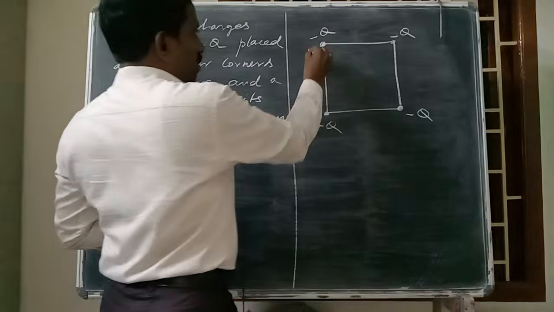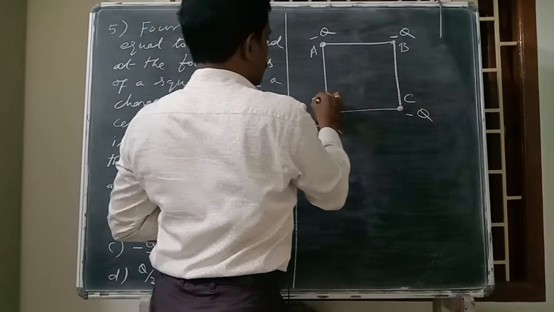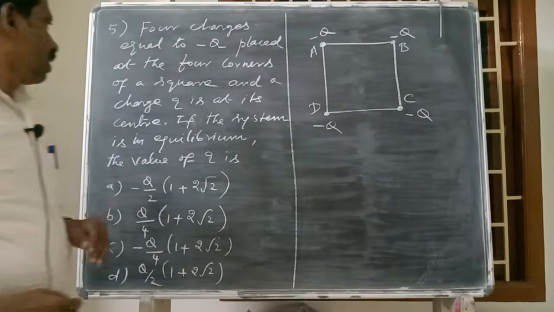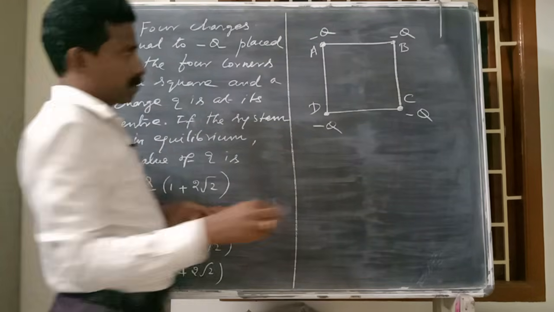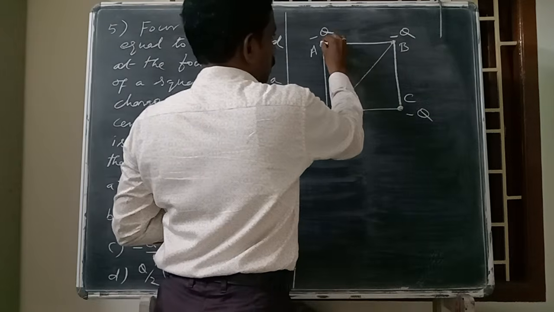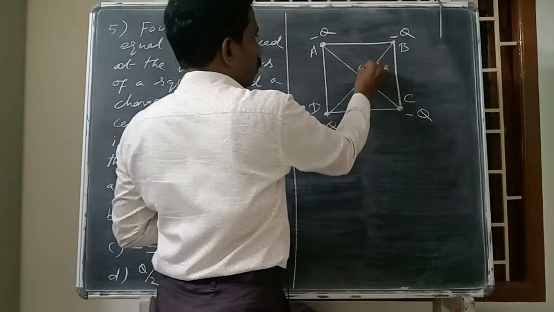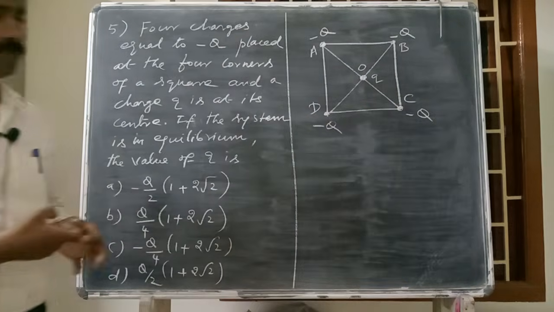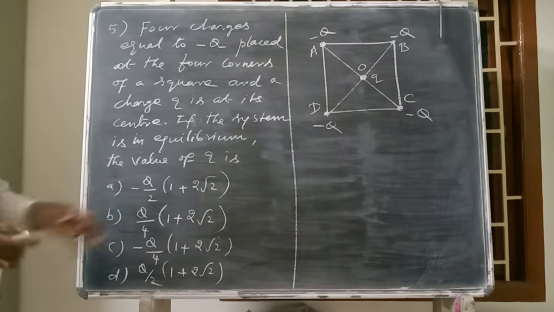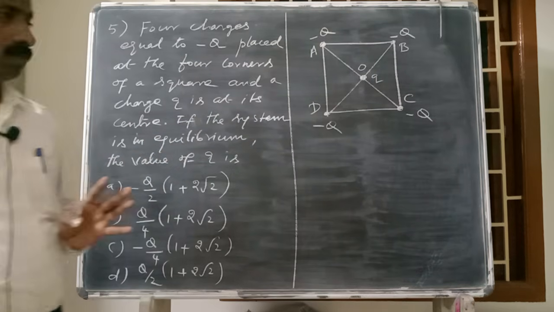Let us name the corners. This is A, this is B, this is C, this is D. Okay, and one more charge small q is placed at the center of the square. So this is the center of the square. Let us name the center O. Here the small q charge is placed. The question is, if the system is in equilibrium, what is the value of small q?